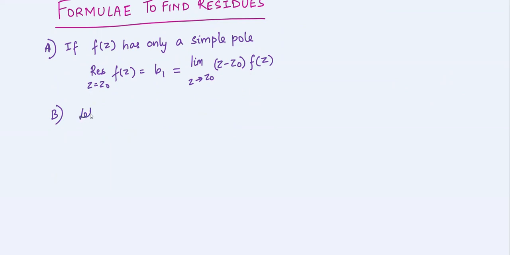Now let f of z be p of z by q of z, and suppose it has a simple pole at z equal to z naught.